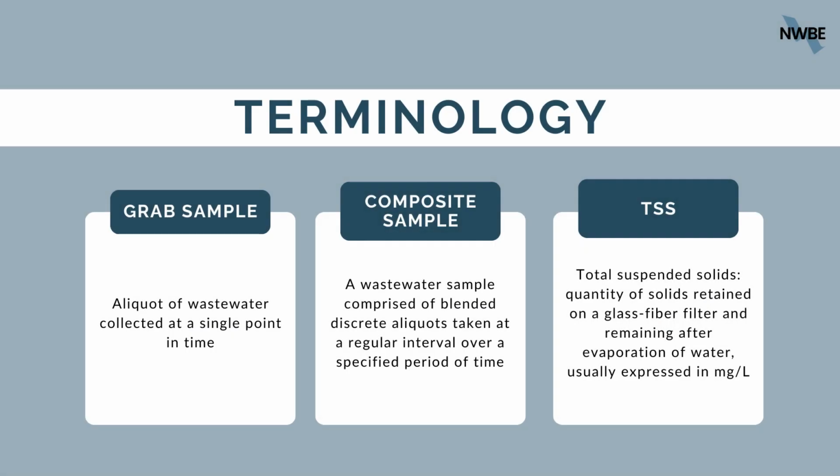To review the terminology, a grab sample is an aliquot of wastewater collected at a single point in time, whereas a composite sample is a wastewater sample comprised of blended, discrete aliquots taken at a regular interval over a specific period of time. And you are already likely quite familiar with this distinction. TSS is total suspended solids, which is the quantity of solids retained on a glass fiber filter and remaining after evaporation of water, usually expressed as milligrams per liter.